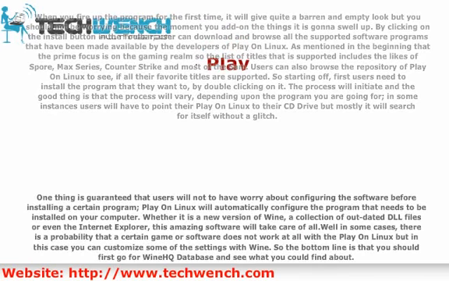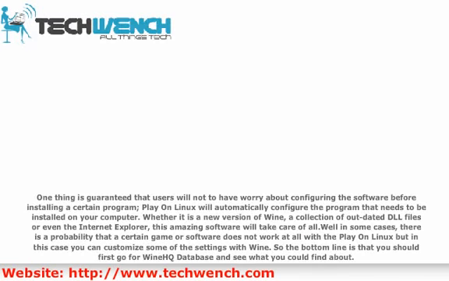One thing is guaranteed: users will not have to worry about configuring the software before installing a certain program. PlayOnLinux will automatically configure the program that needs to be installed on your computer. Whether it is a new version of Wine, a collection of outdated DLL files, or even Internet Explorer, this amazing software will take care of it all. Well, in some cases, there is a probability that a certain game or software does not work at all with PlayOnLinux, but in this case, you can customize some of the settings with Wine. So the bottom line is that you should first go to the Wine database and see what you can find about it.